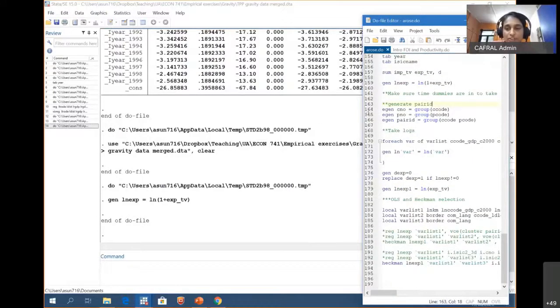I'm going to generate pair IDs. So I'm going to generate a number for each country pair. This is useful because I can put in fixed effects at some point.